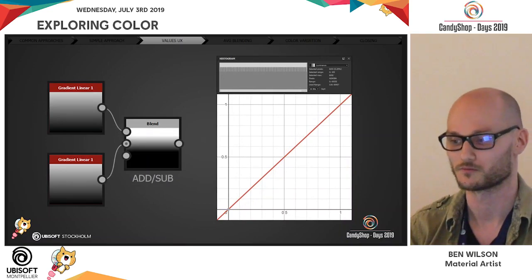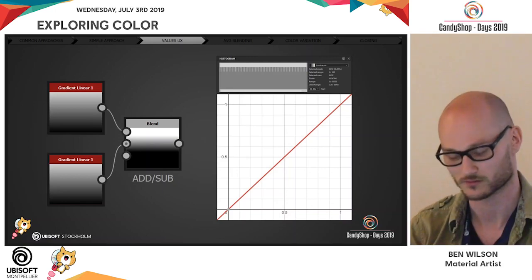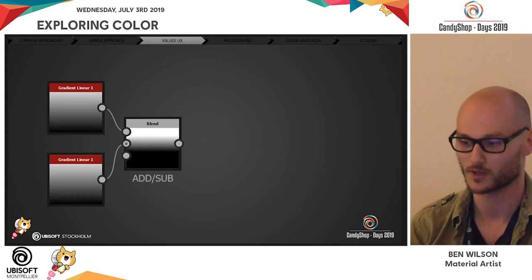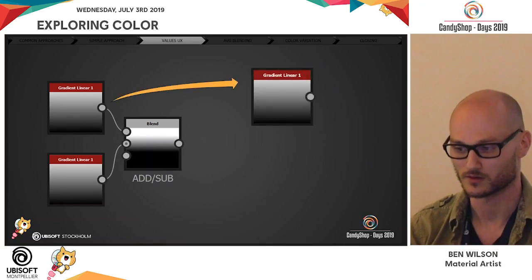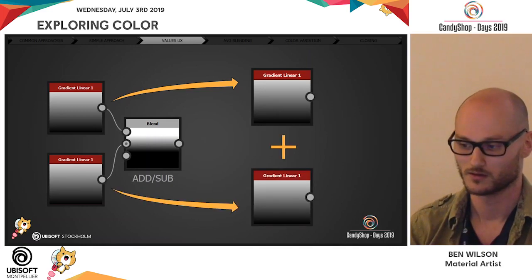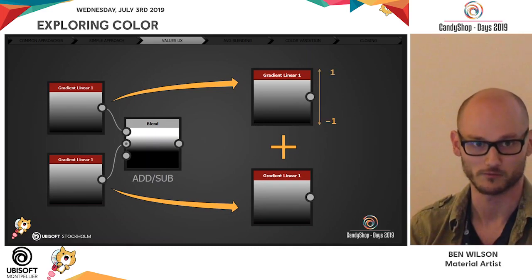The add sub node, on the other hand, is completely linear. It's just addition and subtraction, nothing more. But I have noticed that not many people understand how it actually works. What it does is it takes this data and adds it to this data, but this is remapped from 0 to 1 into -1 to 1 first.